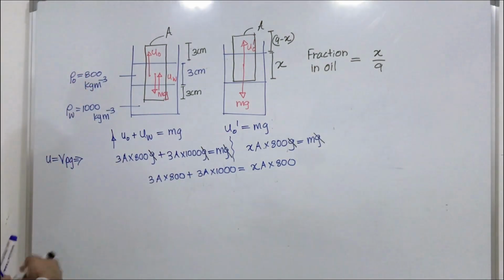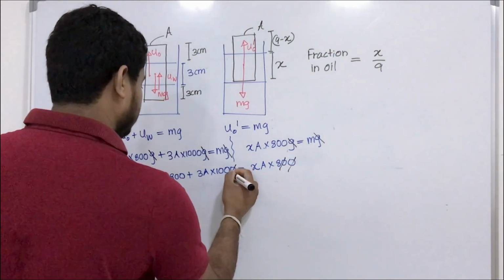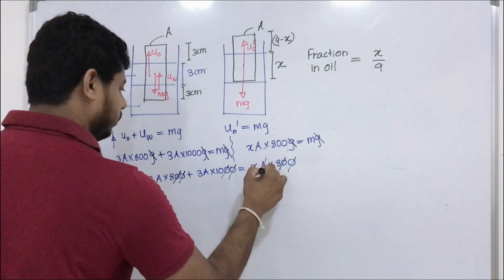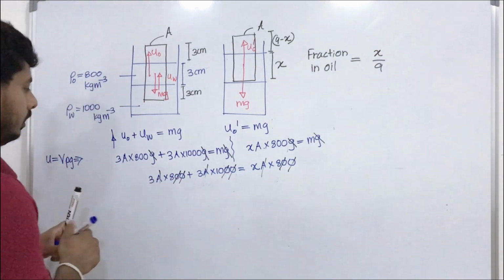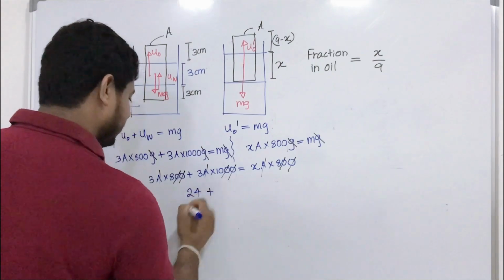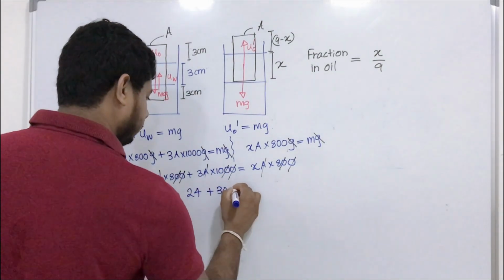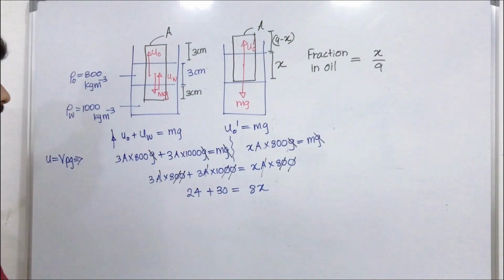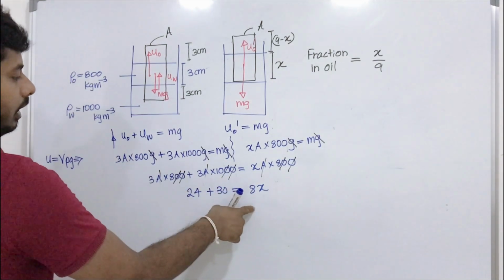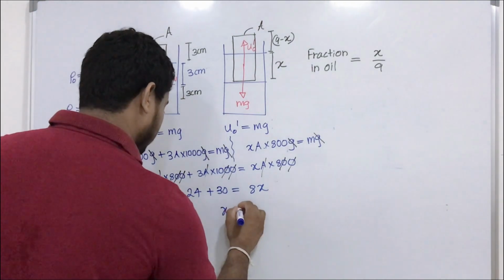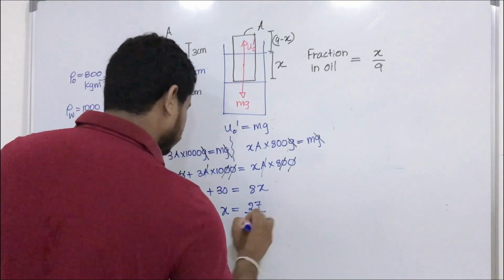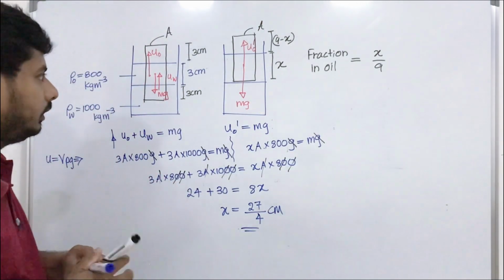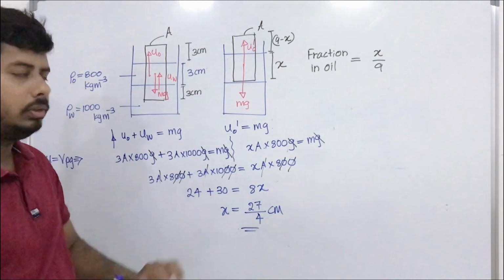This is a very simple simplification. 0, 0 cancelling out, 0, 0 cancelling out, 0, 0 cancelling out. Here we have 24 and a. You can cancel out a also. It is common for all three terms. Now you have 8 times 3, 24, plus 3 times 10, 30, and you have 8x. Each and every term can be divided by 2 again. So this is 12, 15, and this one is 4. So finally you can get x is equal to 27 over 4. This is in centimeters. So the total height immersed in oil is 27 over 4 centimeters.